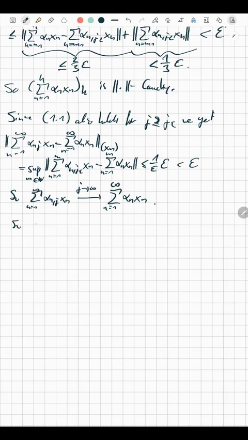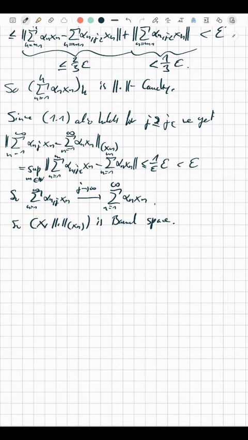So the new Banach space, the renormed Banach space with the new norm, is complete. Well, so it's a Banach space. It was a normed space before. Now it's a Banach space. Okay, and this was the main part of this proof.